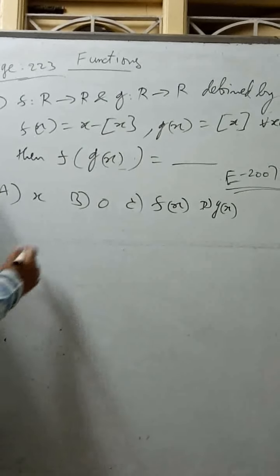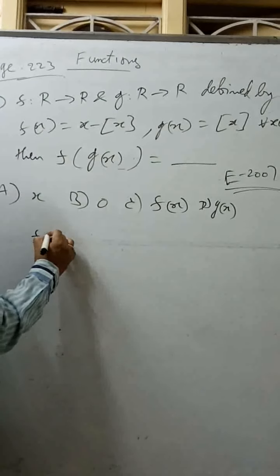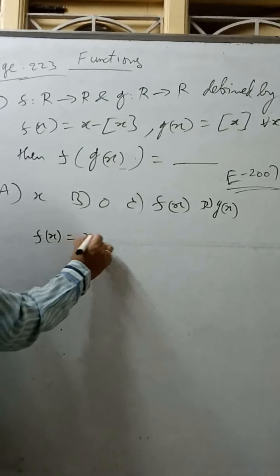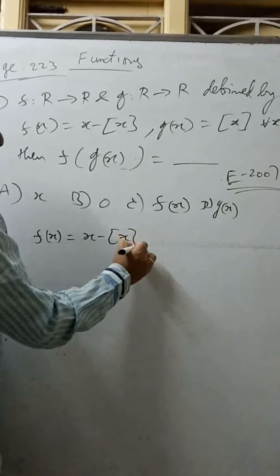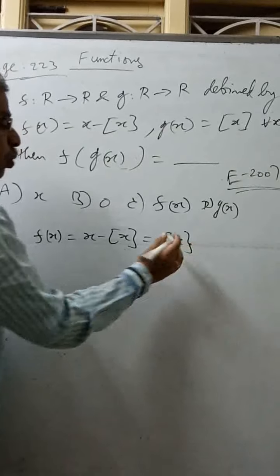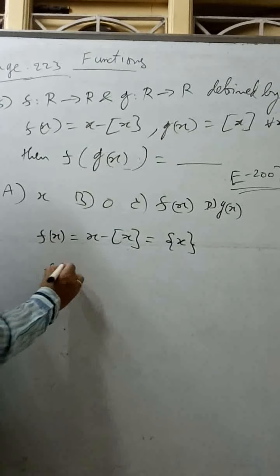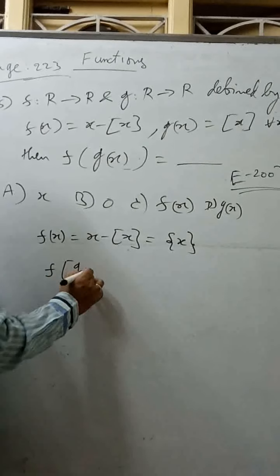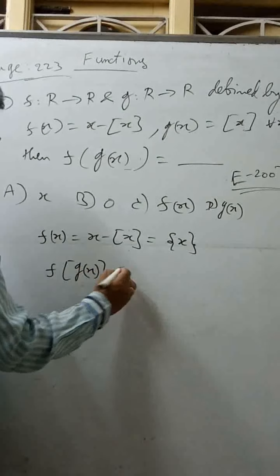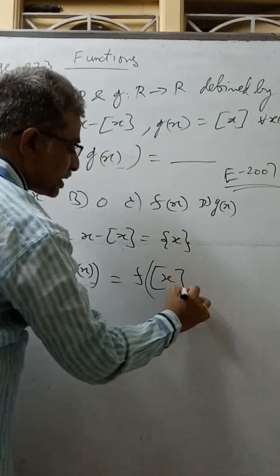What is meant by f of g of x, and what is f of x that is given? First, f of x is given as x minus step x. X minus step x means, as I told, the fractional part of x, just the fractional part of x. Now he is asking f of g of x. What is g of x? It is giving g of x is step x. So f of step x I need.